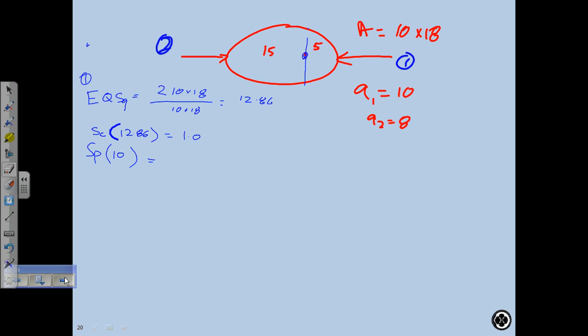So 1.01 or 1.1. Okay, let's just keep it simple. 1.01. Okay, what about 10? 10 is 1.1, correct. We don't even have to look that up. Okay, so we have those. What else do we need?